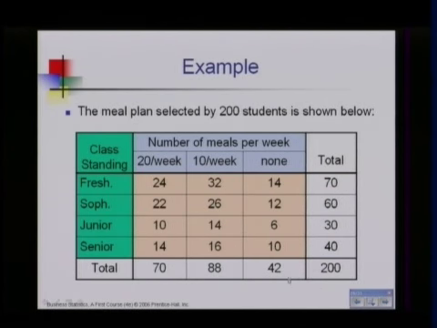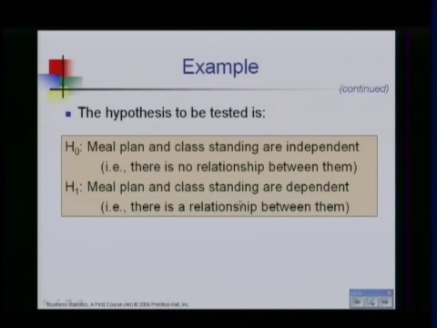So remember, n is 200. We only have one sample, but we have 4 class standings and 3 meal plans. So it's a 4 by 3 table now, which means we're going to have 12 different squared differences to add up to come up with our chi-square value. Okay, so here's the null. Meal plan and class standing are independent. There is no relationship between them. Make sure you write down the names of the 2 variables, not A and B, but whatever they are. Meal plan, class standing. Alternative says meal plan and class standing are dependent. There is a relationship between them.